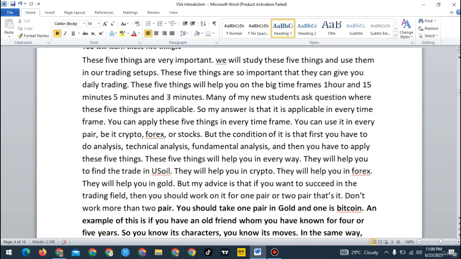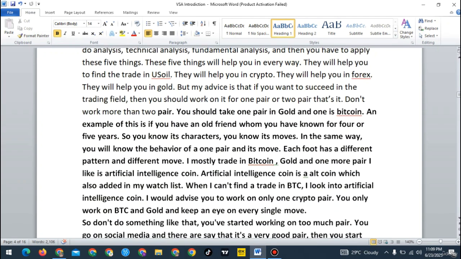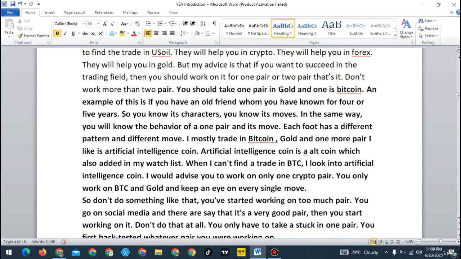But my advice is that if you want to succeed in the trading field, then you should work on 1 pair or 2 pairs. That's it. Don't work on more than 2 pairs. You should take 1 pair in gold and 1 in Bitcoin. An example of this is if you have an old friend whom you have known for 4 or 5 years, so you know their character and you know their moves. In the same way, you will know the behavior of a pair and its moves.